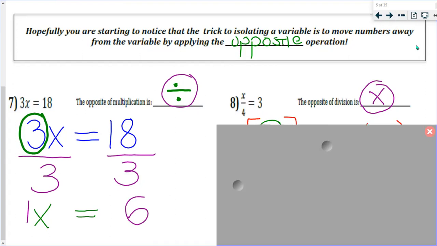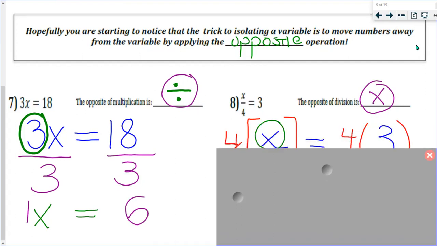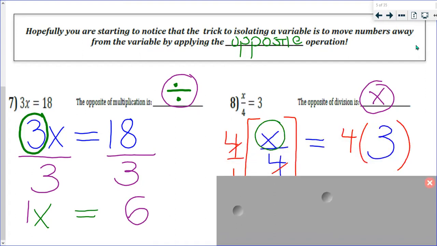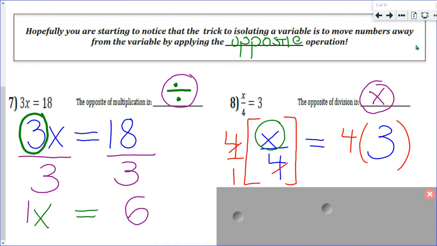Now, x over 4, that's a different type of surgery. When the question is represented as a fraction or a division question, the surgical tool that I'm going to use is multiplication. So that's what it looks like. I'm going to take the 4, and instead of division, I'm going to multiply the left-hand side by 4 and the right-hand side by 4.